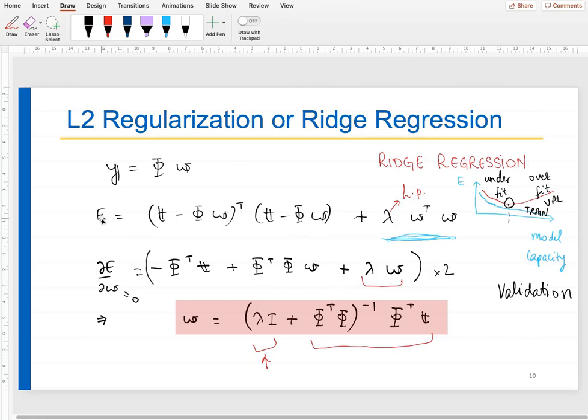So now this is my error function. How do I find the minimum? I differentiate it with respect to W, put it equal to 0, and that is my minimum. It means for this W, my error is minimum. You can solve it analytically and find this value. It's very easy.